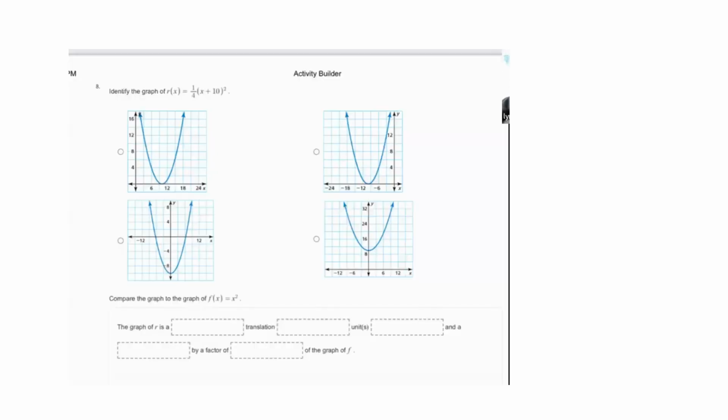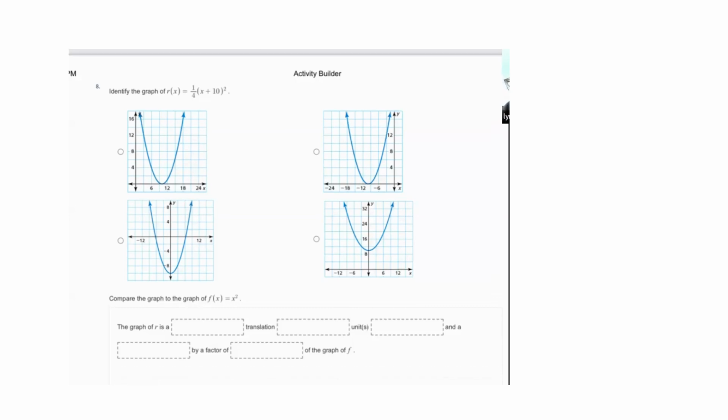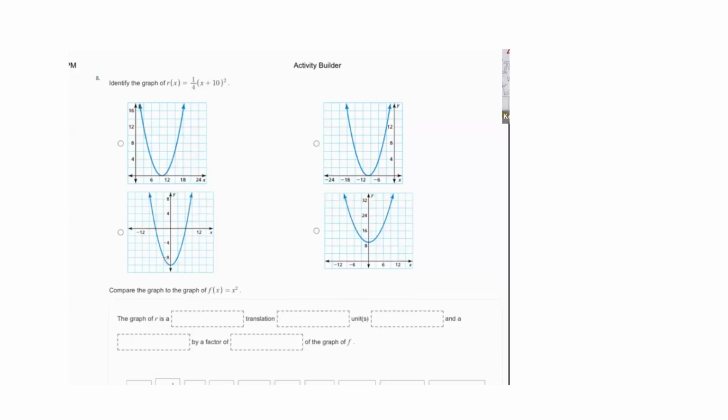I hate these scales. So let's ignore the scales and just first start out with finding the vertex. Let's not worry about the graph and see what the vertex is.